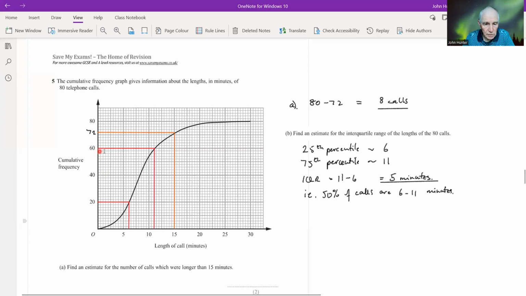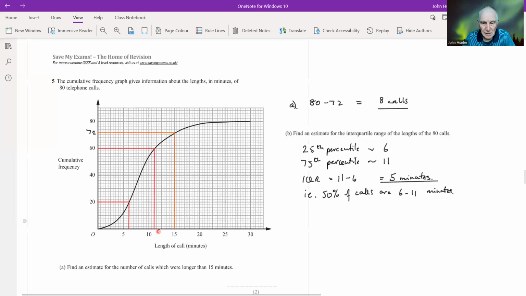So this is the interquartile range. So these are the number of calls, and this is the range of the lengths of calls that are in that middle 50%, isn't it? 25% to 75%. This value is 6. This value is 11, and the difference of that is 5 minutes. Okay, so 5 minutes is your answer.